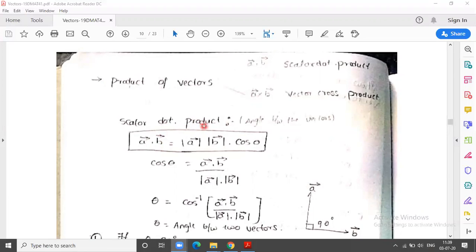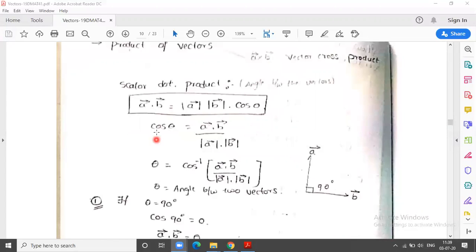The dot product is also called the scalar product, and it is given by vector A dot vector B equals modulus of vector A into modulus of vector B into cos theta, where theta is the angle between vector A and vector B. If the vectors are given, you can even find the angle between them using the relation cos theta equals vector A dot vector B by modulus of vector A into modulus of vector B.